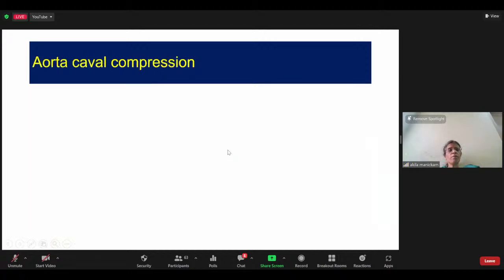So that was blood loss. And the next physiological change which occurs in the cardiovascular system is with regard to the aortocaval compression. What is aortocaval compression?